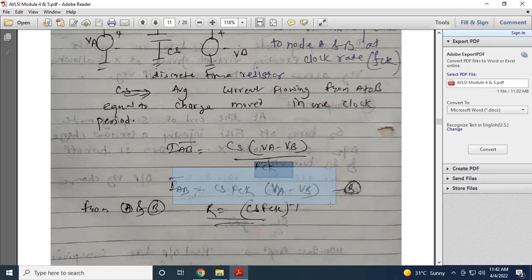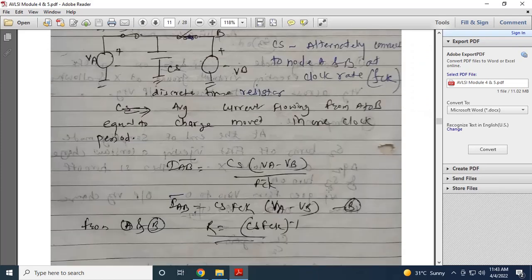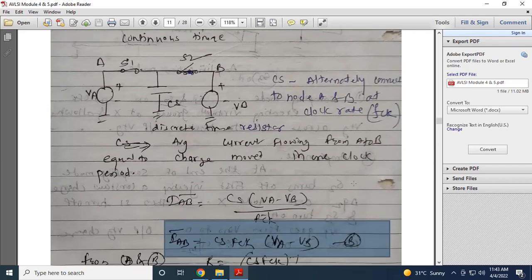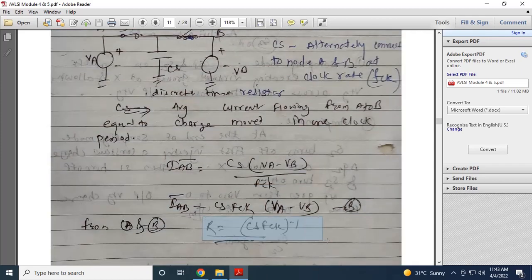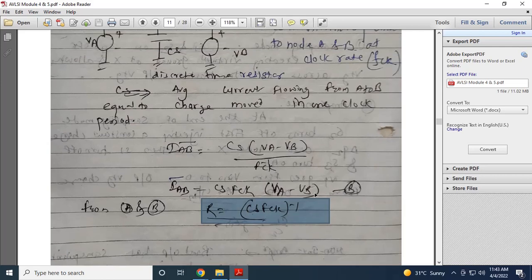So the average current flowing from node A to node B is equal to CS, this is the capacitor, times the clock frequency, multiplied by voltage at A minus voltage at B. So when you compare equation A with equation B, the resistance R in the continuous time system is equal to the inverse of Cs, the capacitor, times the clock frequency. So we find the equation for the resistor.